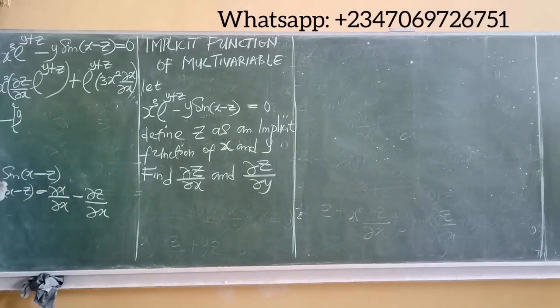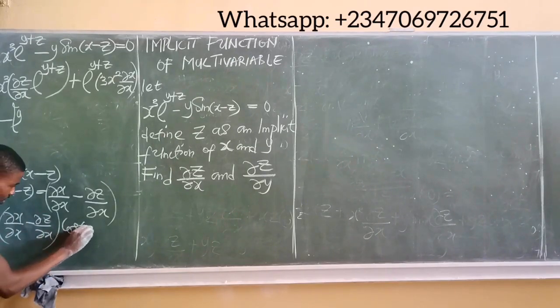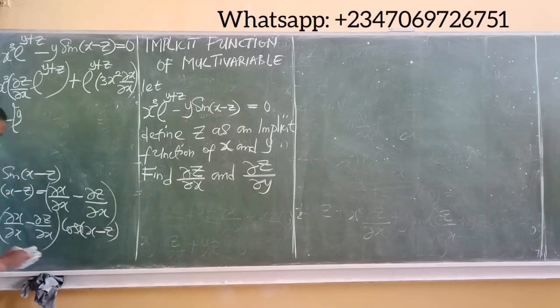So I said, use the derivative now to multiply the derivative of the trig function itself. If I differentiate sine, I will simply have cos. So that means I will simply use partial x all over partial x minus partial z all over partial x to multiply cos. Then put back the angle x minus z. So this gives me the derivative of this function sine x minus z.